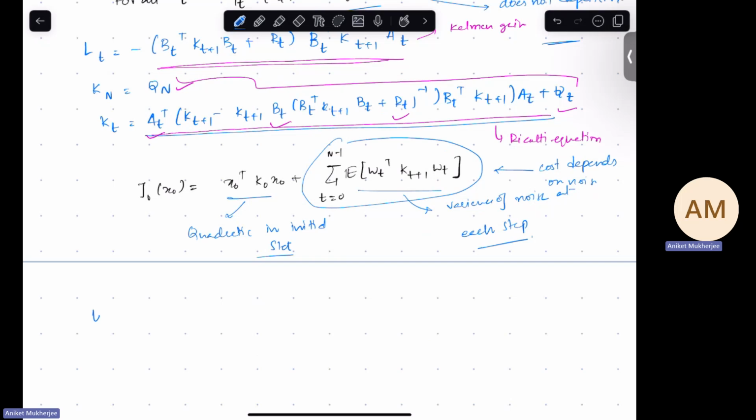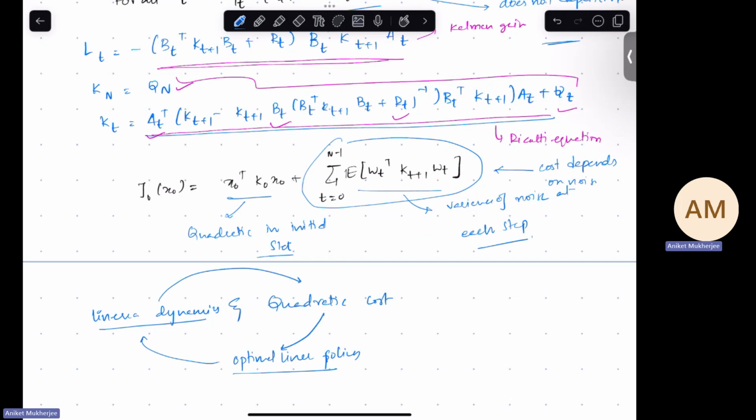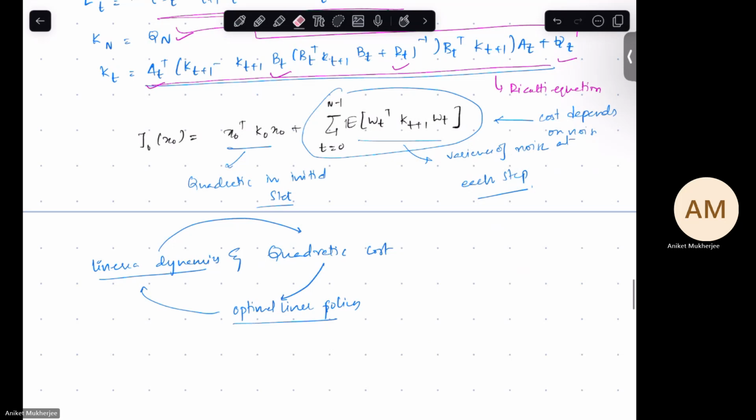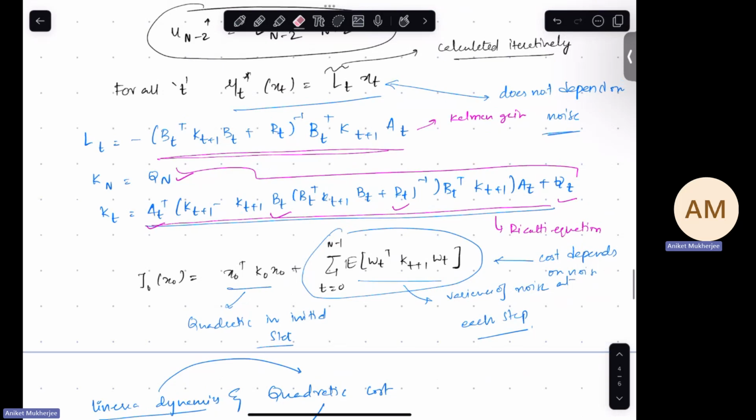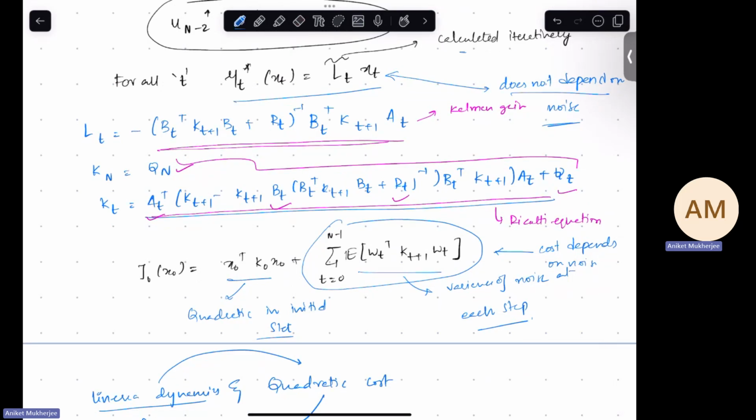And basically what is happening is you have linear dynamics and quadratic costs. Because your cost is quadratic, you have optimal linear policies. Because you have optimal linear policies and you have linear dynamics, your cost again becomes quadratic. So because of this nice dependence, you have this sort of structure. And one more observation is that the optimal cost function does not depend on noise.